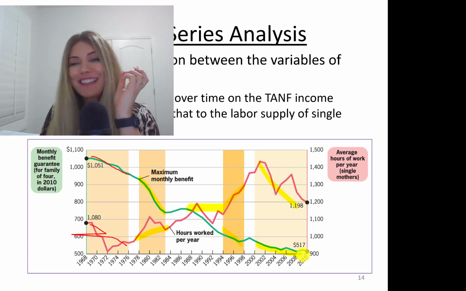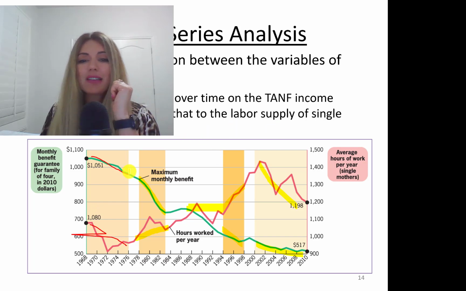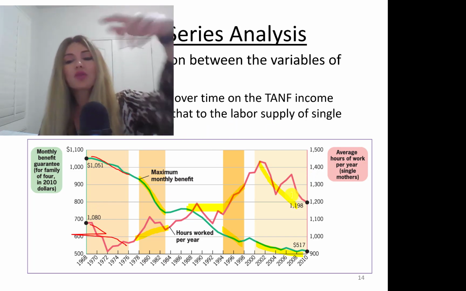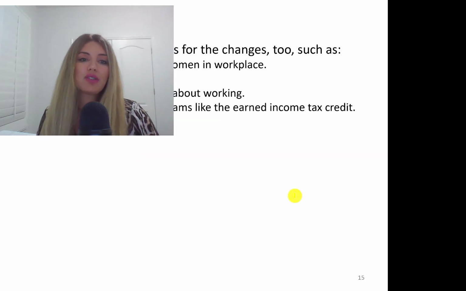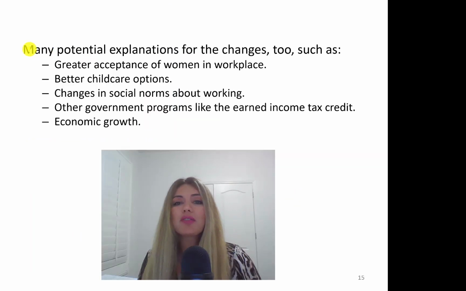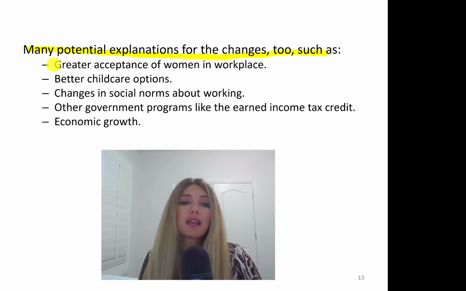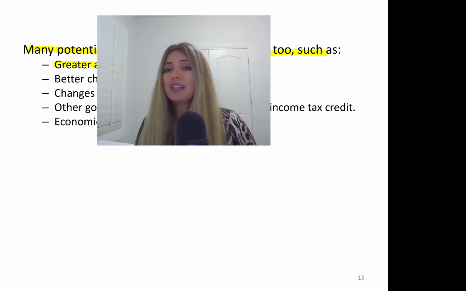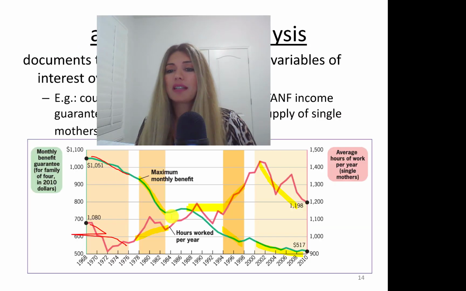So it's a little hard to look at this picture and say, oh, there's a negative relationship, because in sub time periods you will see different relationships. There are so many other potential explanations for the changes, such as maybe there's greater acceptance of women in the workplace. That's why the labor supply of women has been increasing. Look at this red curve.